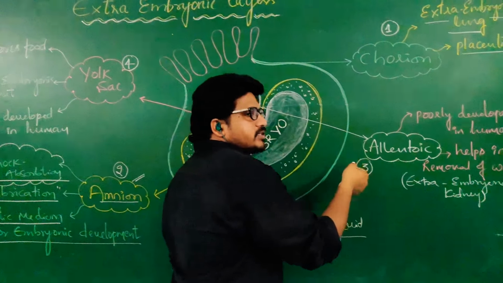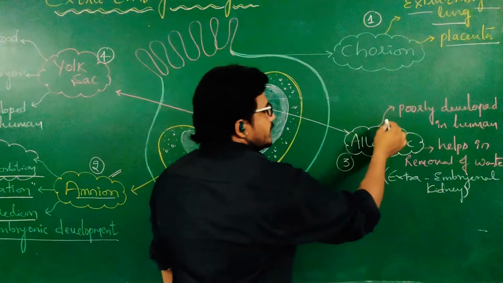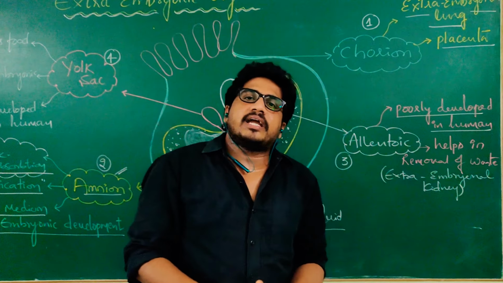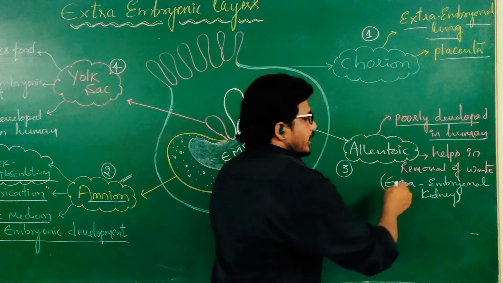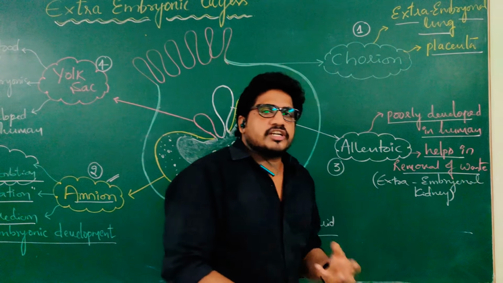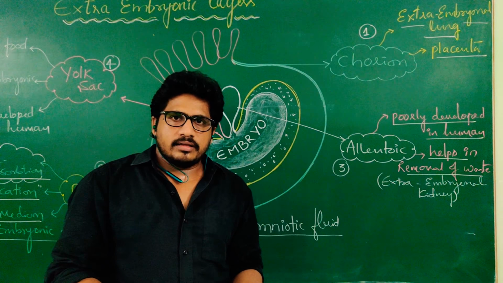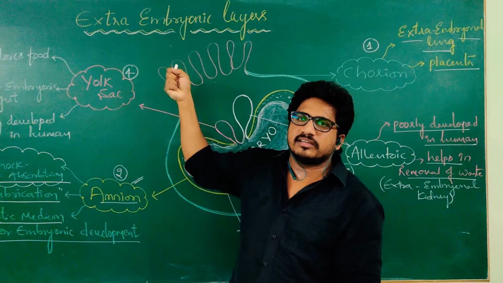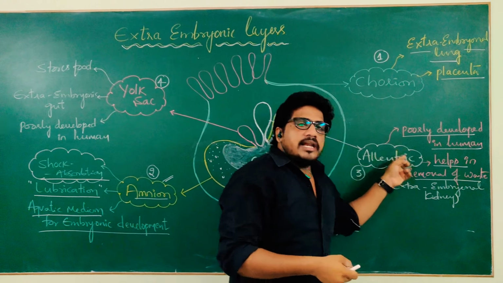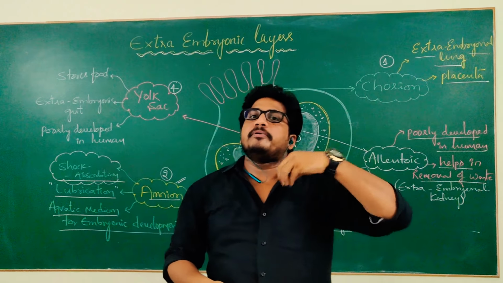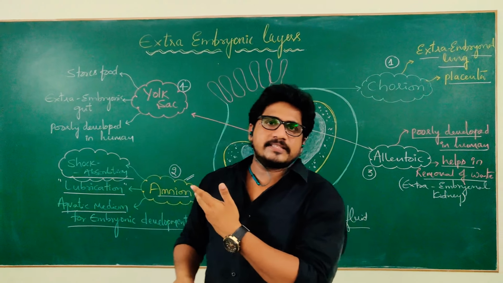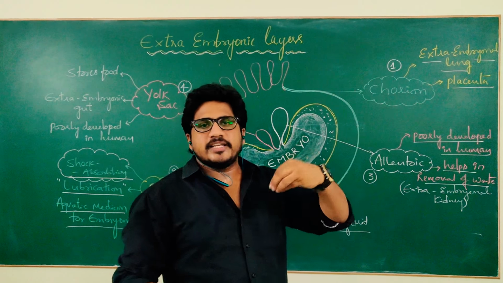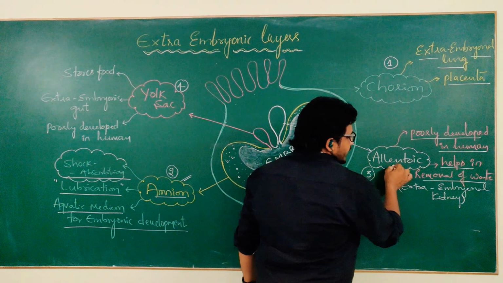Allantois is the third important extraembryonic layer. It is poorly developed in human. In human, its necessity is not required. Why? Allantois helps in the removal of waste. Which waste? Nitrogenous, metabolic waste. So the placenta is already there to remove the waste. Allantois plays a very important role in birds and reptiles, not in mammals. Why? In mammals, the placenta plays that important role. It is present, but its function is reduced.